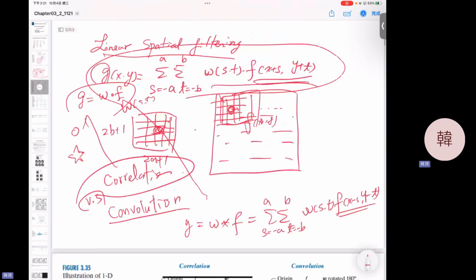An image is 2D, right? But to make it easy to demonstrate the difference, we use one dimension. So if our image is like this, with an origin, I'll magnify this one. There's only a center pixel with value one, and all the other pixels are zero. Next, the mask w has different coefficients: 1, 2, 4, 2, 8. So there are 5 pixels in w.